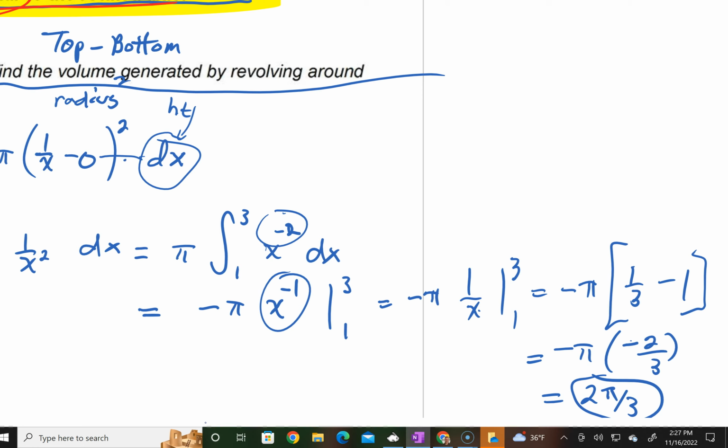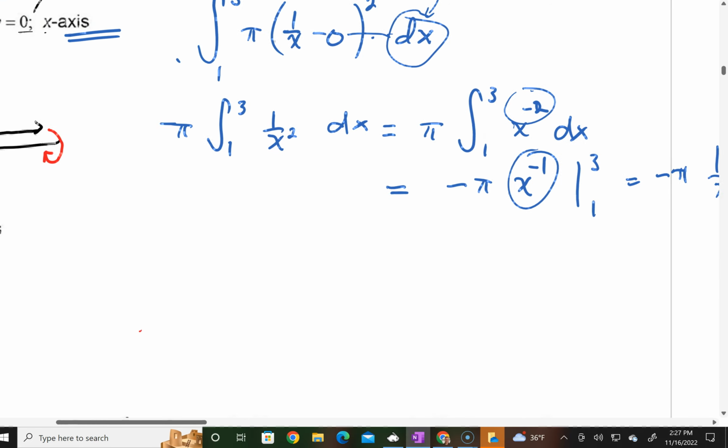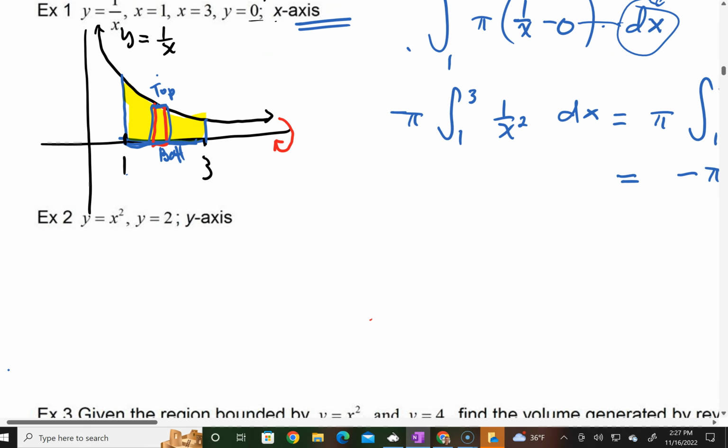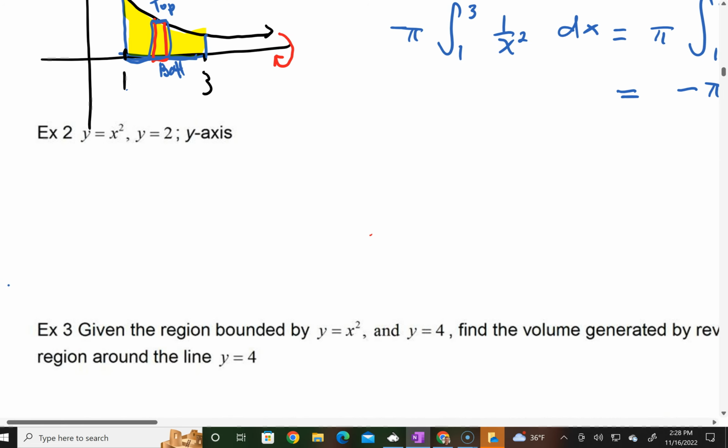So you just found that, wow, I could get the volume rotating that 1 over x around the x-axis from 1 to 3. So, wow. And sometimes kids will say, well, wow, what would that look like? Well, you could go ahead and you could begin to sketch some of that out. But again, for the sake of the video, I'm just going to keep going.